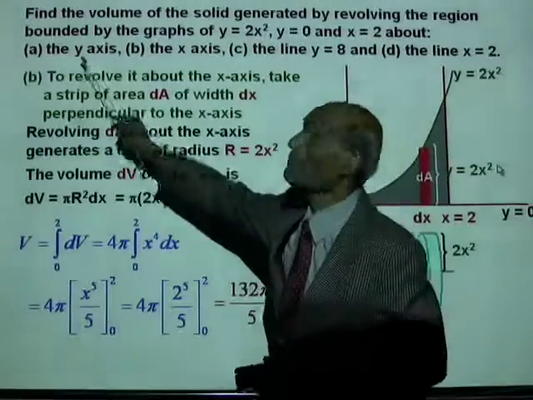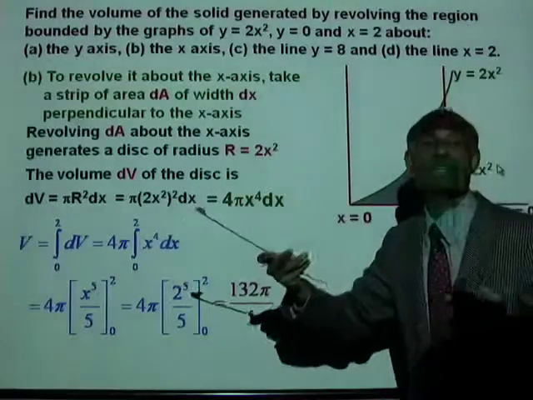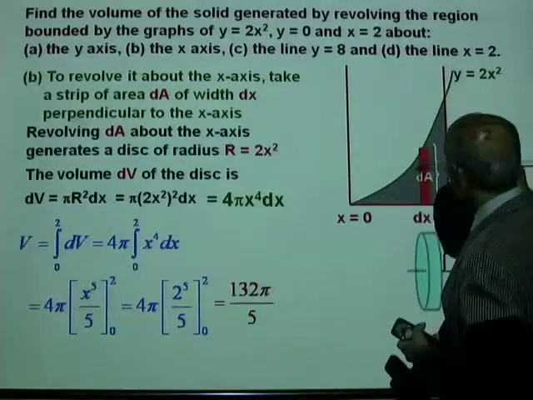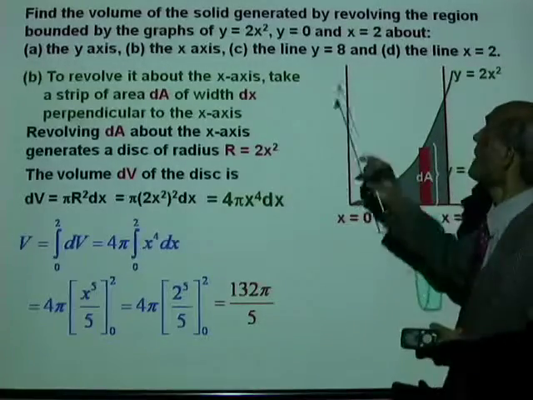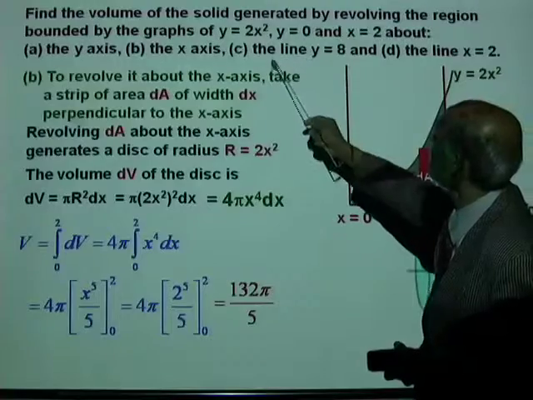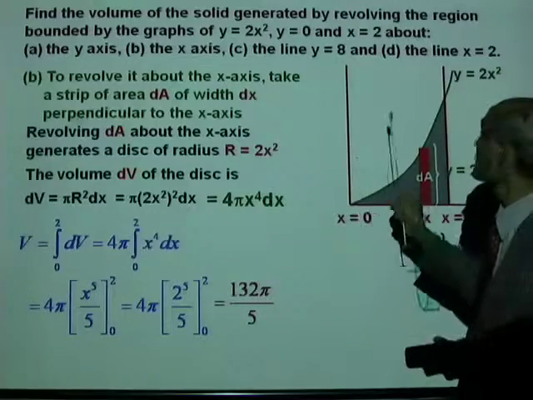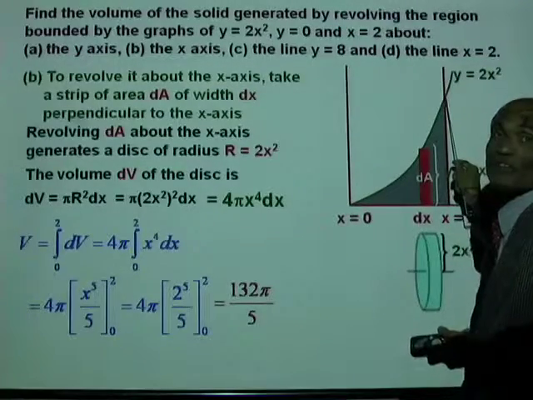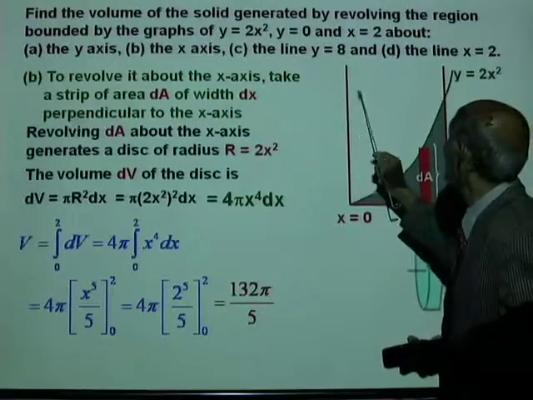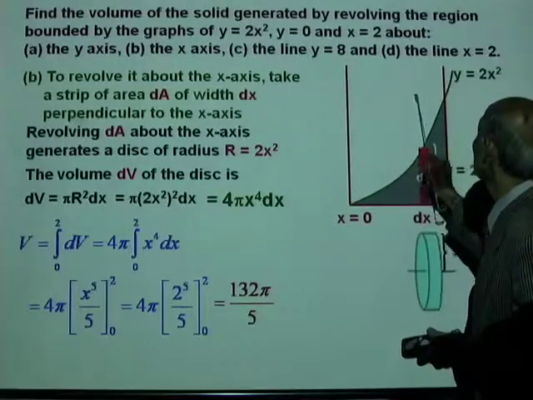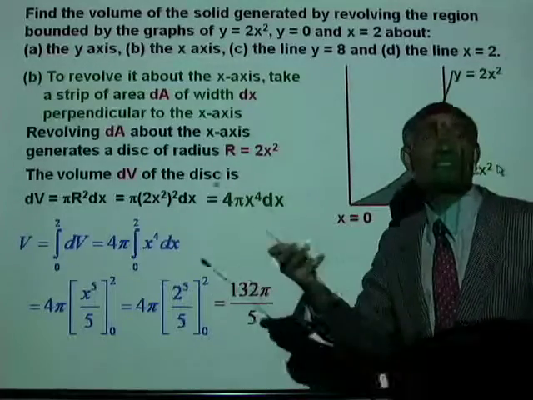Alright. We have now done parts A and B. We revolved this area about the y-axis. We obtained the volume generated. We revolved this area about the x-axis and we obtained this volume. And now we need to revolve this about the line y equal to 8. What is the line y equal to 8? If you notice, these two meet at y equal to 8. So a line y equal to 8 will be that line. We need to revolve this area about that line. That is the C part.